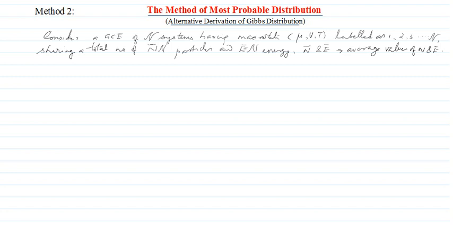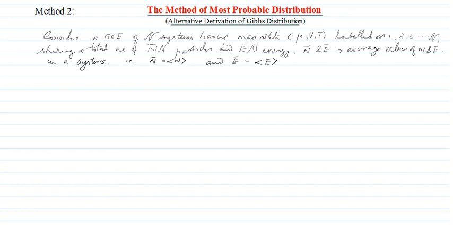Remember, it is the total number of particles in the ensemble, and the N bar and E bar are the average values of N and E per system. Since it is fluctuating, we are taking average values. So N bar is nothing but the average value of N in the system, and E bar in our expression is equal to the average value of energy of the system.